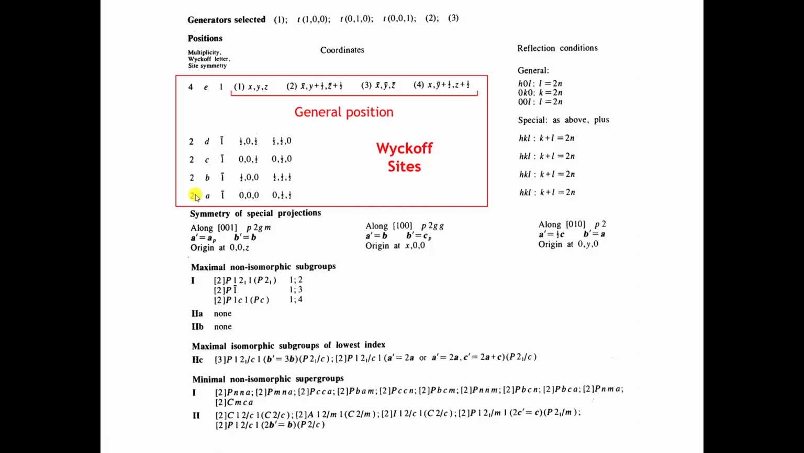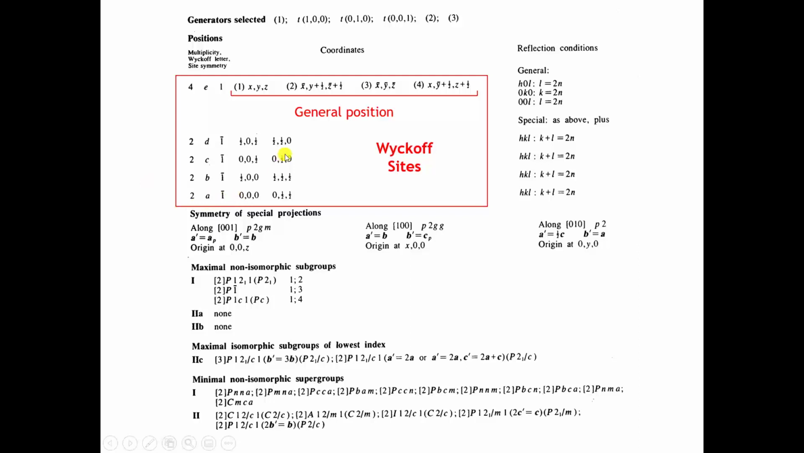If we put an atom at 0, 0, 0, there's only going to be 2 of them in the unit cell. Also, we see here this thing, 1 bar. That tells us the site symmetry of an atom on that Wyckoff position. So it tells us that the atom is sitting on an inversion center. And that information can be useful sometimes, especially for things like spectroscopy.